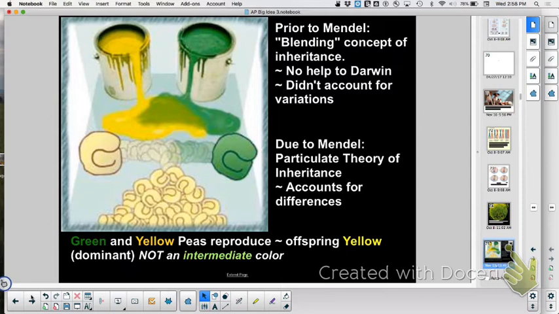Okay. Prior to Mendel, it was the idea of blending. Is there anything that looks like blending, though? Yes. What's that called? Incomplete dominance. Now, there's another one that's kind of like incomplete dominance. What is that? Codominance. Okay? In codominance, you get to see both things. You get to see the red and the white. In incomplete dominance, it's just they're layered on each other, so it appears to be pink.